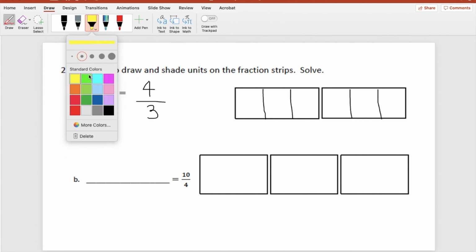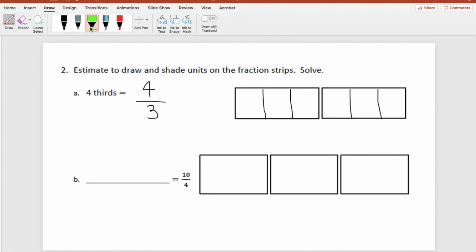Grab my highlighter. I noticed that yellow was hard to see last time. I need to color 4 thirds. So here we go. 1, 2, 3. I hope you're counting with me. 4 thirds. I did it. Great. All right. Now they want me to write this in unit form.